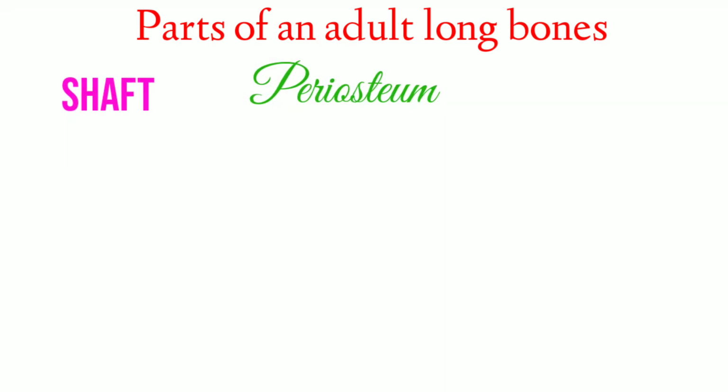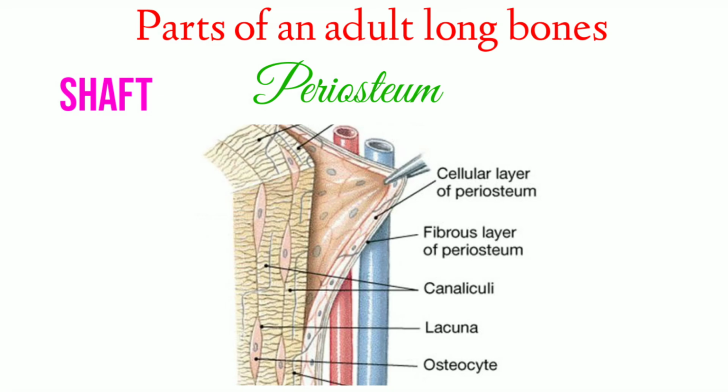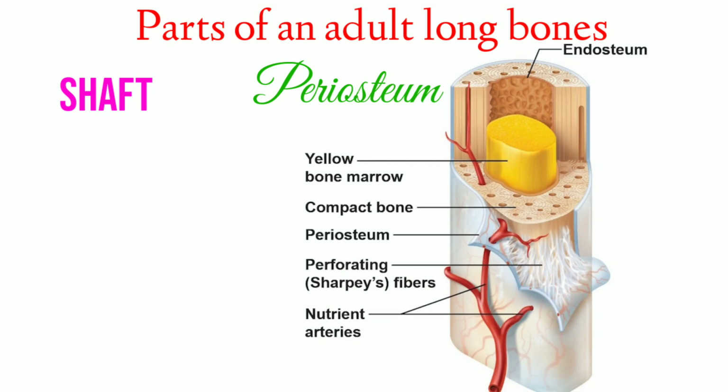Periosteum is a fibrous membrane covering the surface of bone. The periosteum has two layers. The inner layer is cellular and the outer layer is fibrous. The inner cellular layer is osteogenic in nature. The periosteum is attached to the bone surface by Sharpey's fibers.